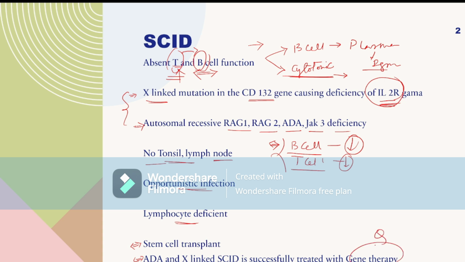These are all MCQs. So in SCID, there is complete absence of B cell and T cell function. The child is suffering from opportunistic infections from birth, and the child will die within 8 to 12 months of life. There is no tonsil and no lymph node is palpable.